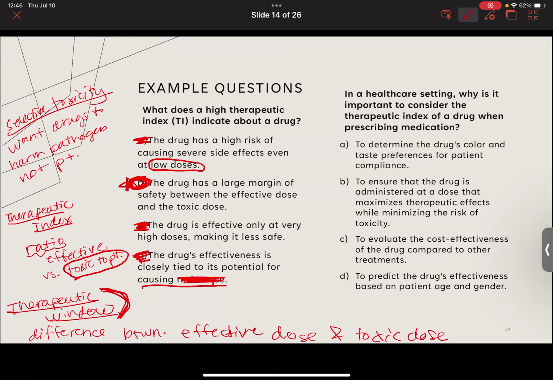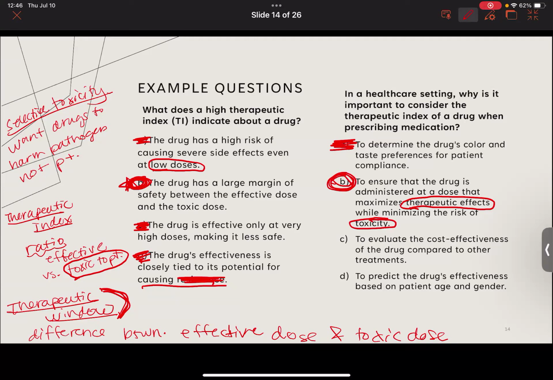In a healthcare setting, why is it important to consider the therapeutic index of a drug when prescribing medication? Do we want to determine the drug's color and taste preferences? That'd be nice if you could, but doubtful that's going to be a choice. To ensure that the drug is administered at a dose that maximizes therapeutic effects. Yes, this is the effectiveness of the drug while minimizing the risk of toxicity. So we want to use therapeutic index. Probably B is our answer.